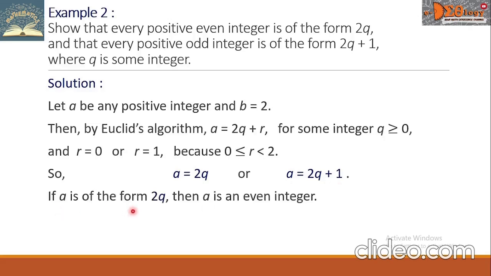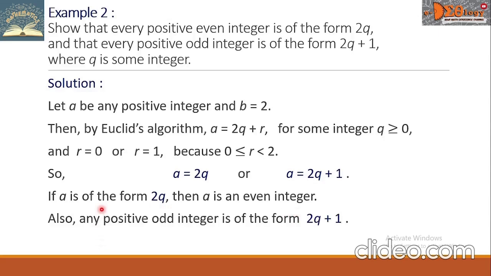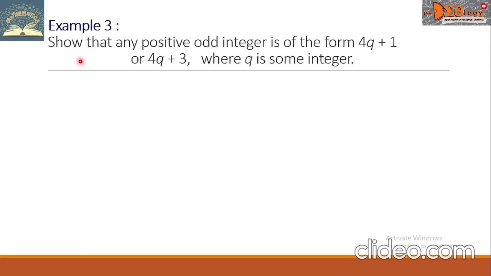If a is of the form 2q, then a is an even integer. Also, any positive odd integer is of the form 2q plus 1. Example 3. Show that any positive odd integer is of the form 4q plus 1 or 4q plus 3, where q is some integer.